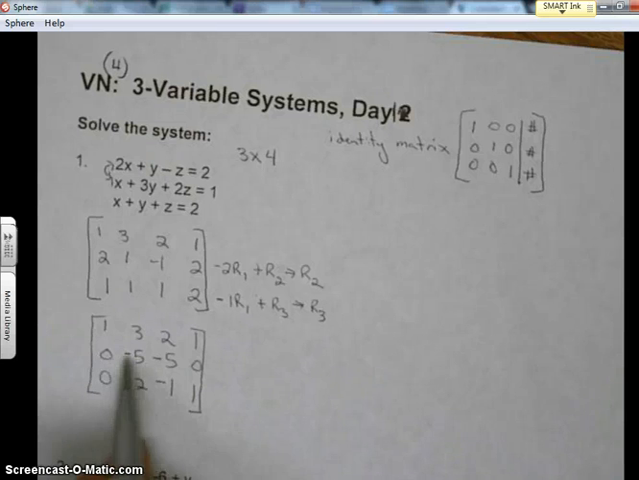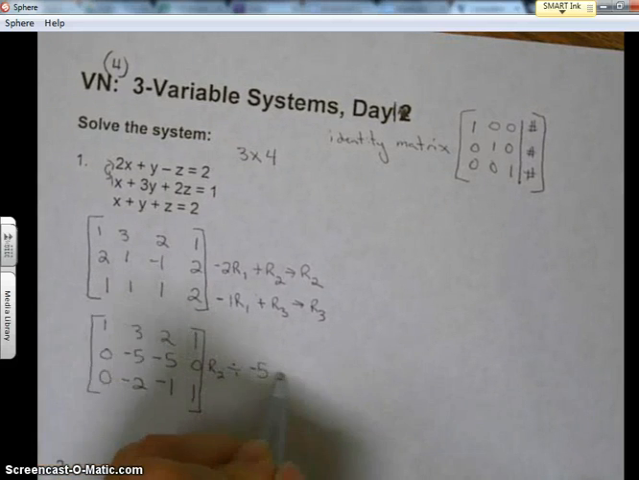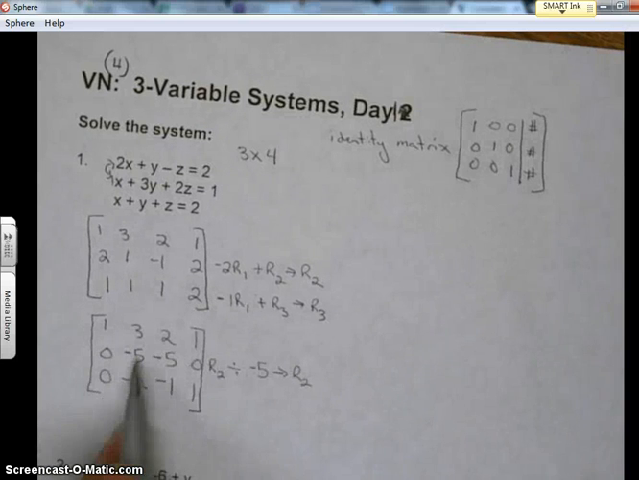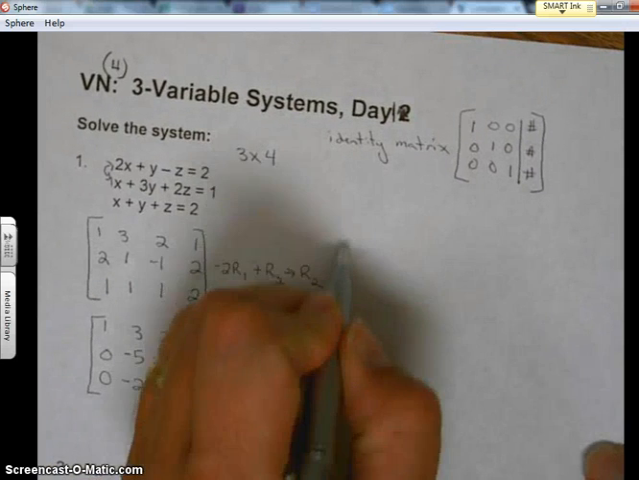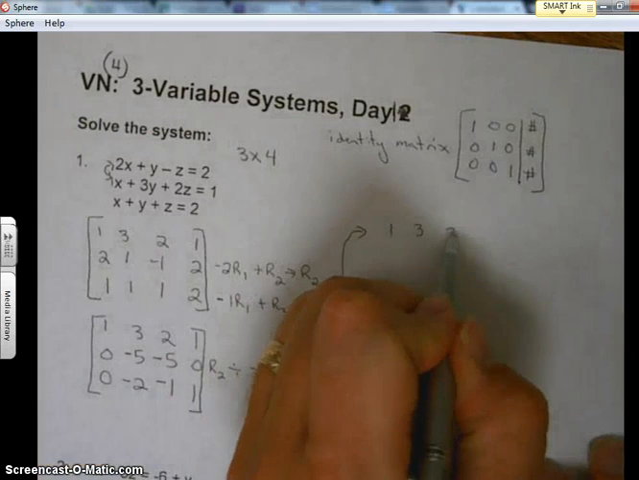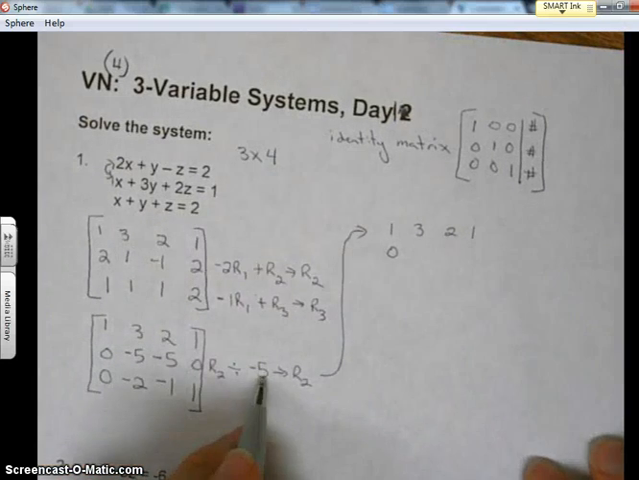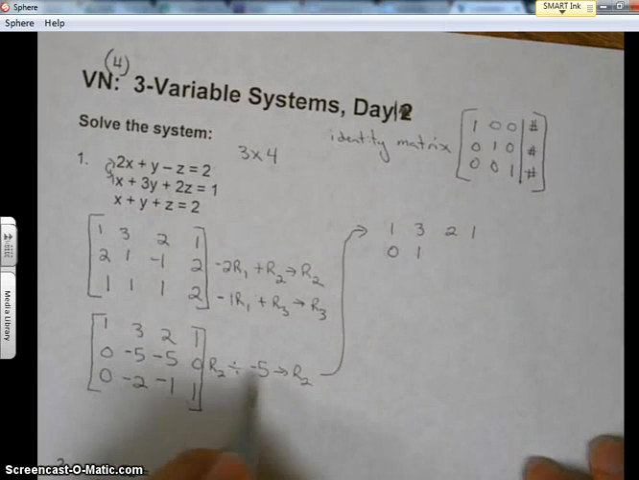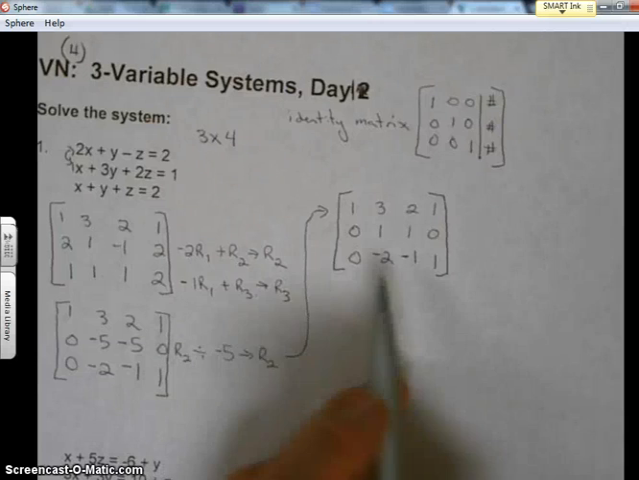So looking at row 2, I can go ahead and divide by negative 5 in order to get a new row 2. That's going to give me a 1 right here. So we're going to have, let's go ahead and go up here. Row 1 stays the same. 0 divided by negative 5, negative 5 divided by negative 5, negative 5 divided by negative 5, and 0 divided by negative 5. Okay, so we should end up with this.